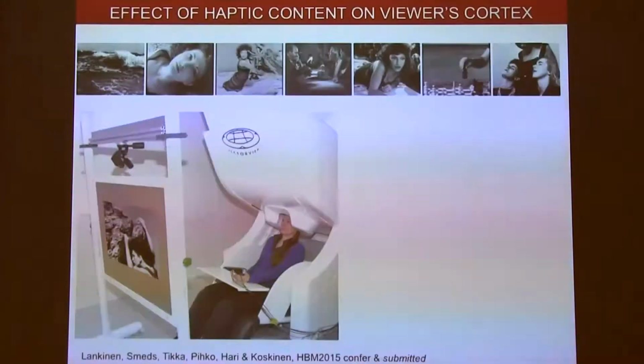And more recently, we have also used some kind of probe stimuli here, tactile stimuli with the fingers, in a subject who was viewing a movie. And we were interested in whether the haptic content, the tactile content that is in the movie, could be seen to affect the somatosensory cortex of the viewer in a dynamical fashion.